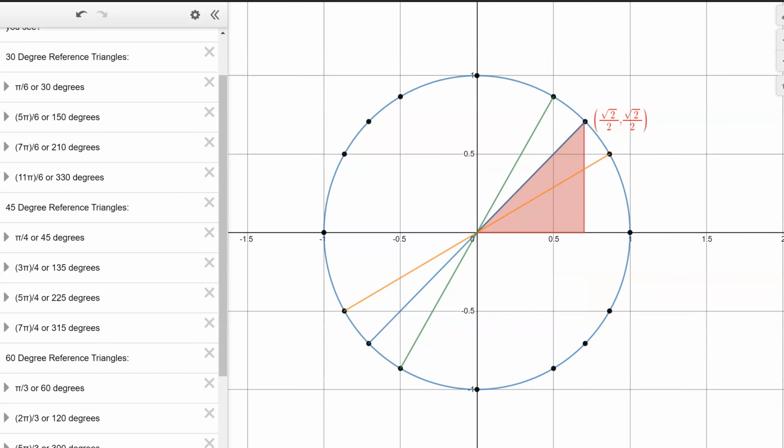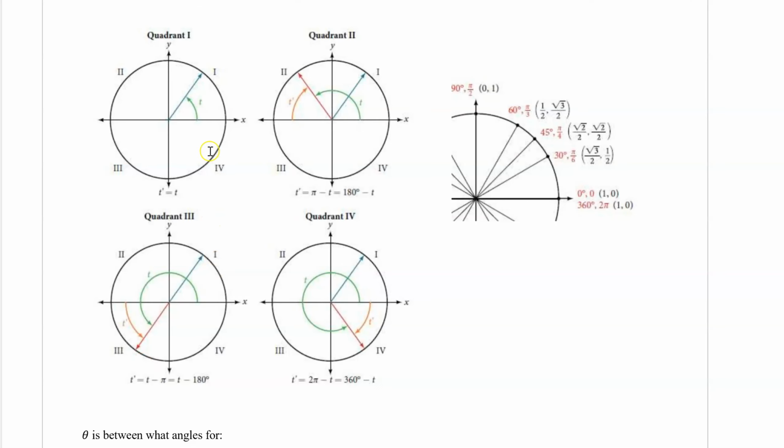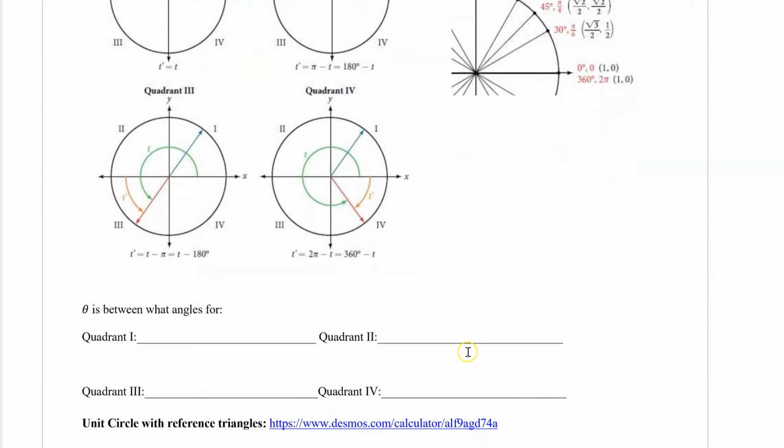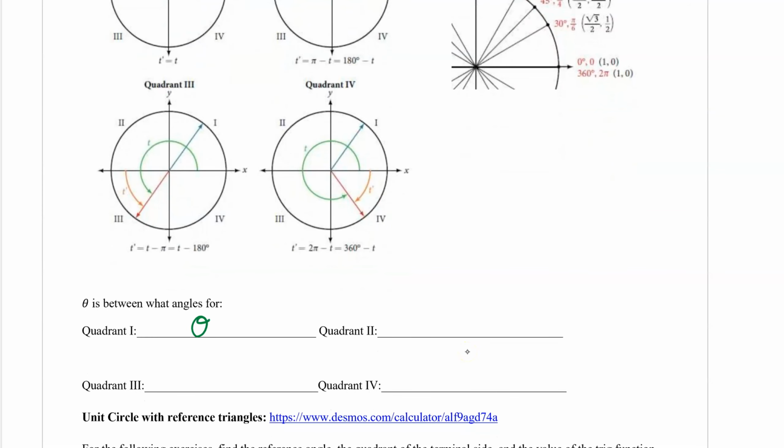So let's see how this is used. For quadrant 1, it is the angle itself. And then remember for quadrant 2, we did 180 take away whatever our angle was. For quadrant 3, it was our angle take away 180. And then for the final one, it was 360 take away our angle. So if it's quadrant 1, it would just be theta. For quadrant 2, it's 180 degrees minus theta. For quadrant 3, it's theta minus 180 degrees. And for quadrant 4, it's 360 degrees minus theta. And that will give us our reference angle.